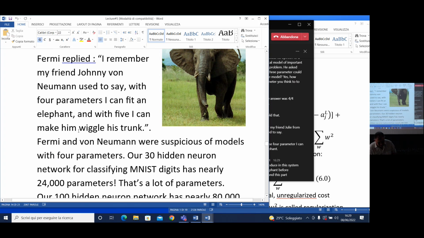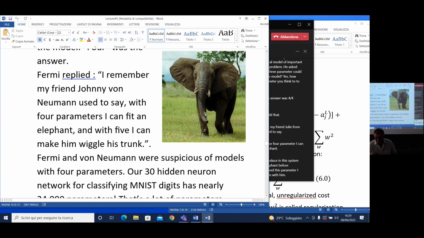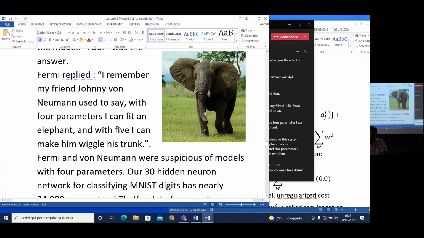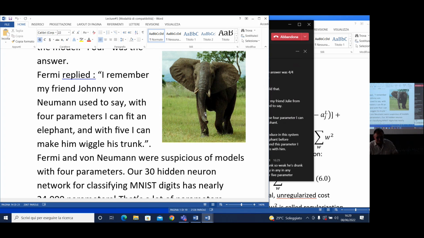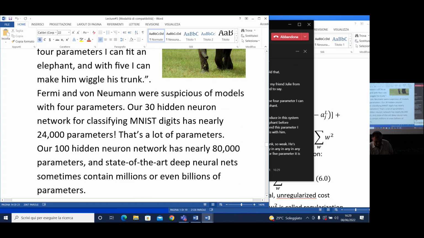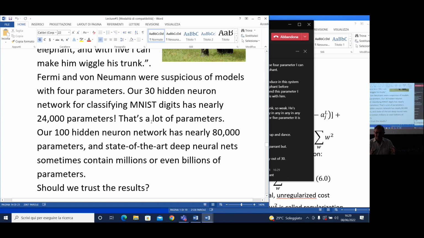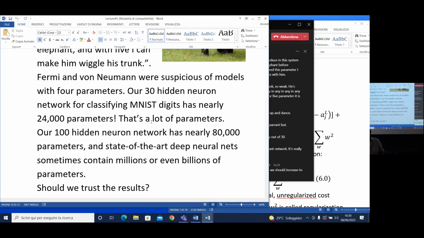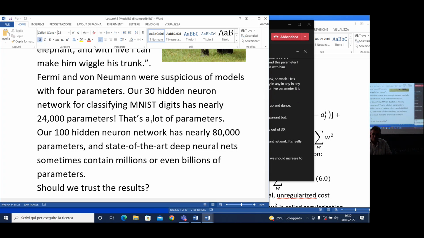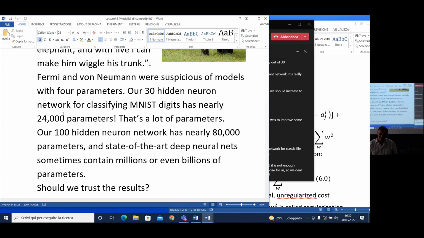And with five parameters, I can make him wiggle his trunk in any direction. Five parameters is absolutely an abundant number of parameters. But really, 30 hidden neurons is a very small neural network, because then we should increase to 100 hidden neurons to improve some results. Now it is 30. And so the network for classifying has nearly 24,000 parameters, and it is not precise enough for us. So we deal with a lot of variables.